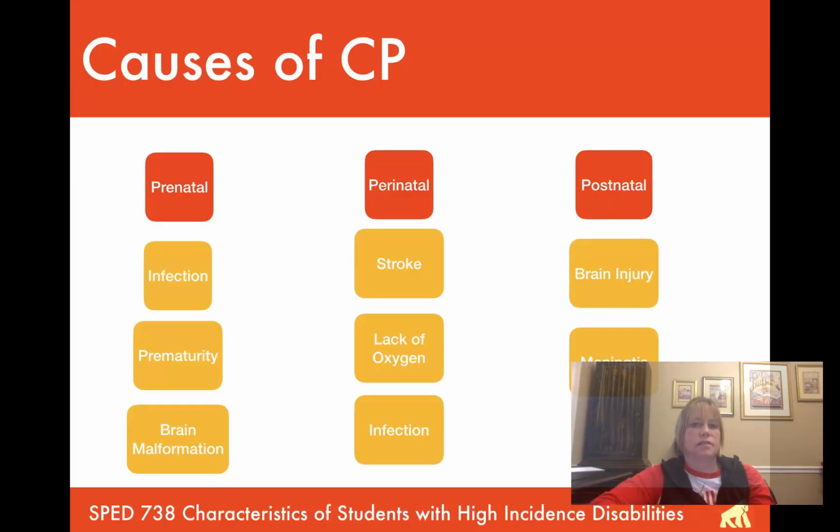When we look at the causes of CP, we have some prenatal causes, some perinatal causes which occur at birth, and then we have some postnatal causes. Some of the typical prenatal causes of CP can be an infection in utero. Prematurity, so being born very early, can contribute to having CP. And then there may be some type of brain malformation that causes the student to have that orthopedic impairment of CP. We also sometimes see students that have strokes in utero.